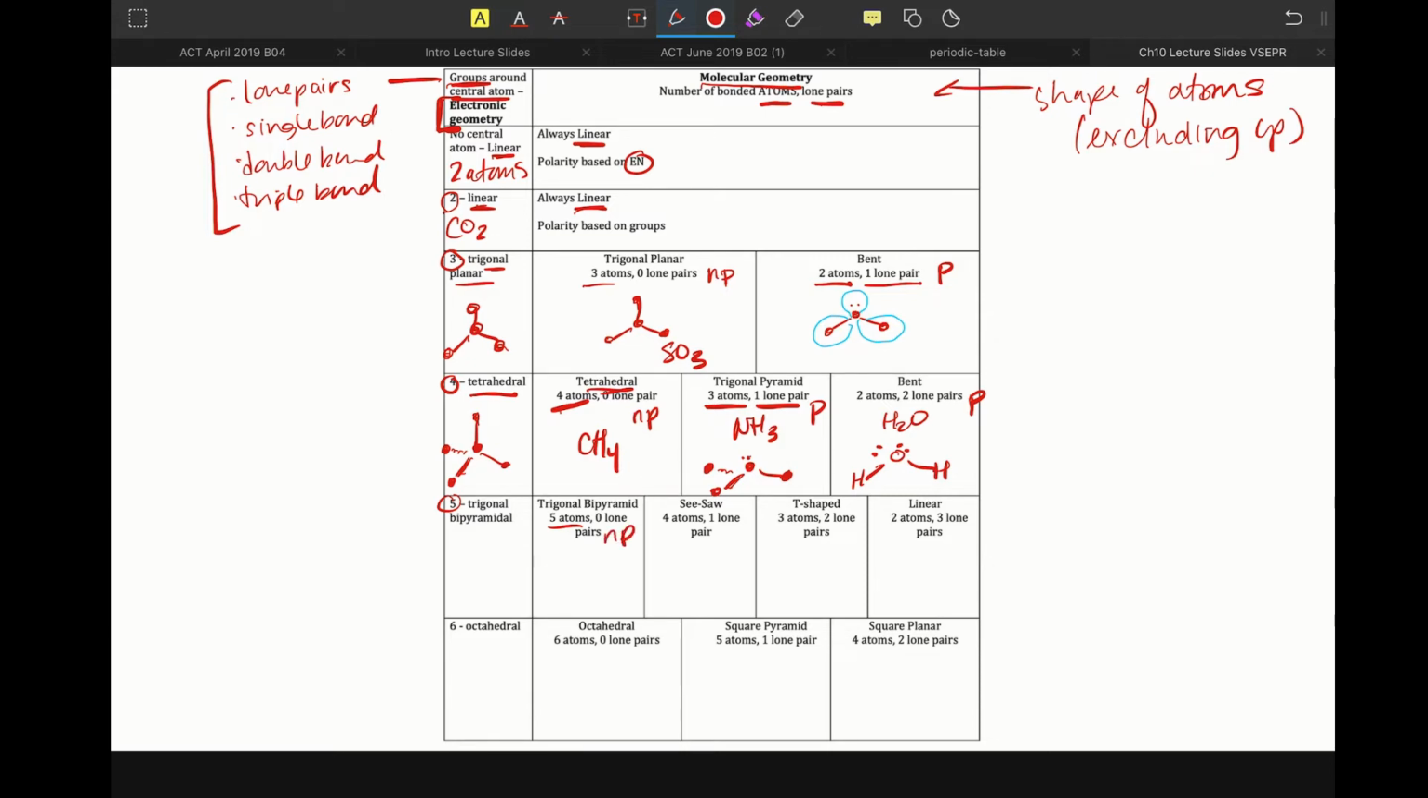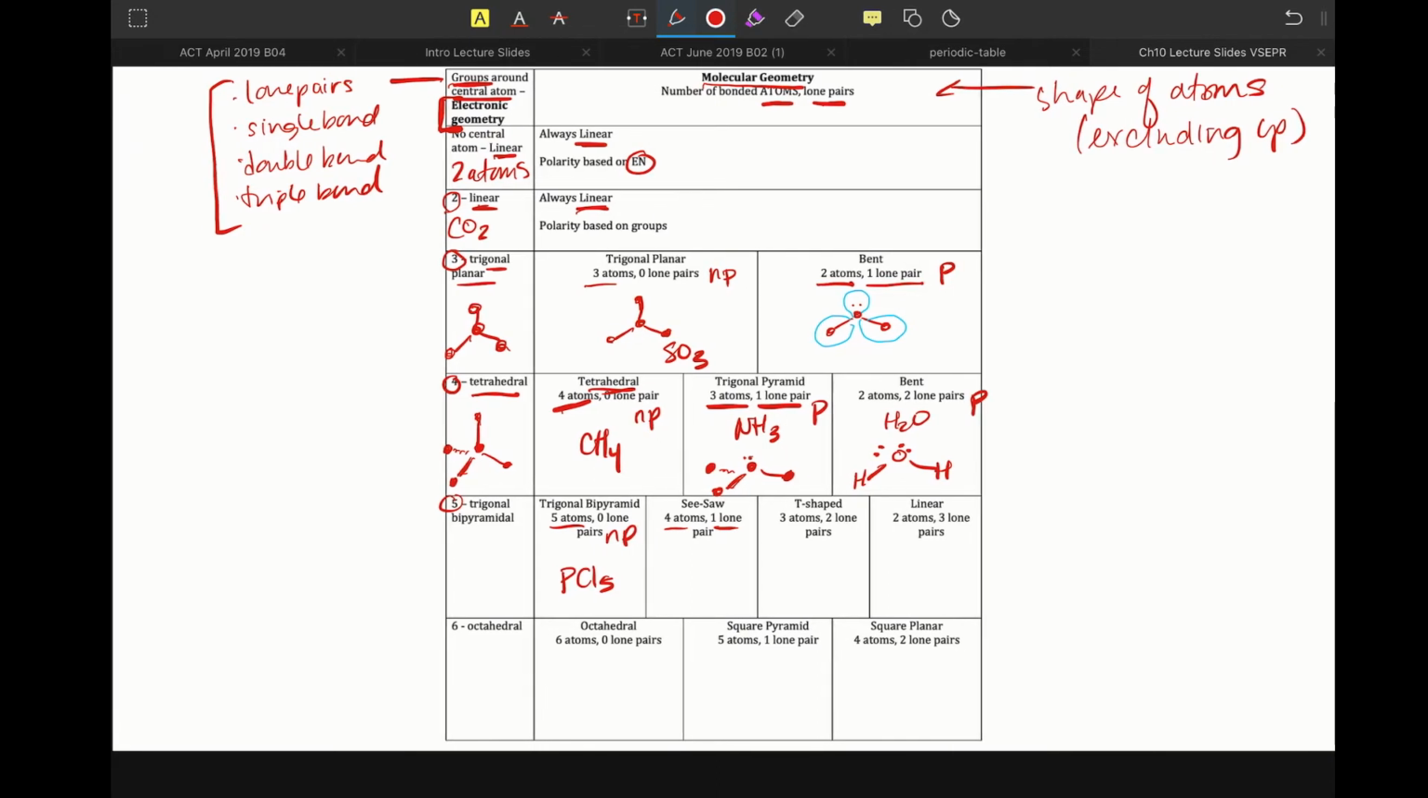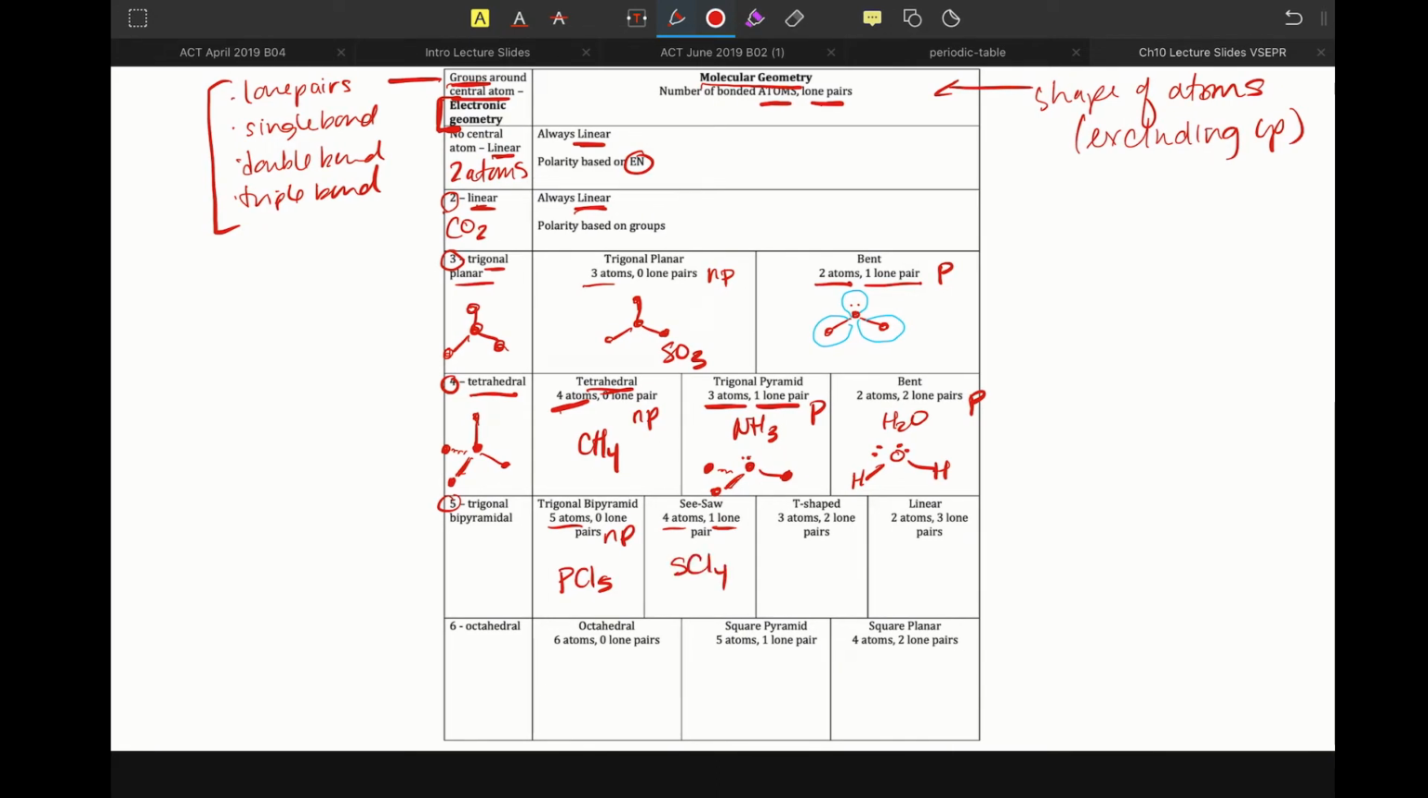This one is nonpolar, and an example of this would be PCl5. Four atoms and 1 lone pair would be like SCl4. That's called a seesaw shape. This one is polar. T shape, so 3 atoms and 2 lone pairs. So this would be something like IF3, polar.